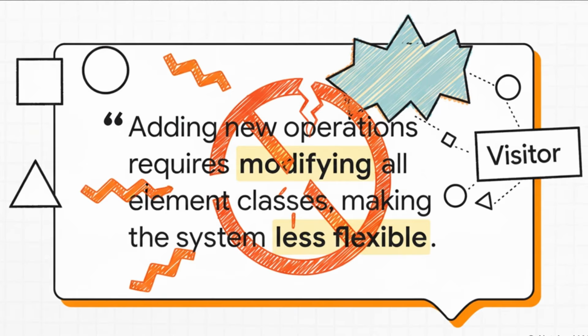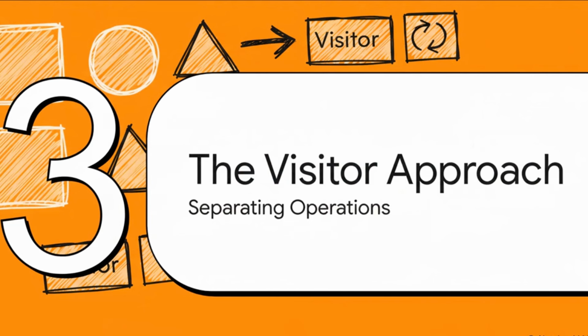And this quote just hits the nail on the head. Your whole system becomes rigid, brittle. Every time you want to add a new operation, this change ripples across your entire code base, making it fragile and really hard to extend. So, how do we fix this mess?